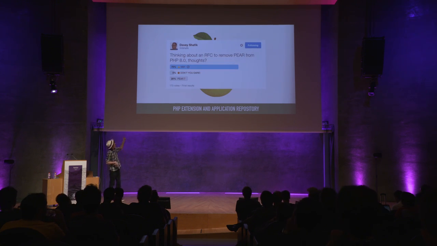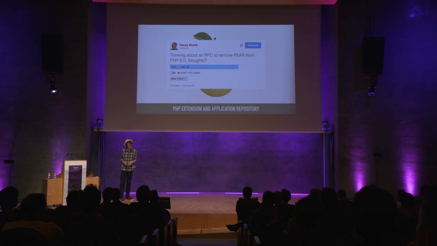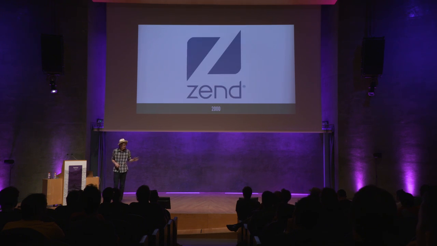As a general interesting thing, I saw this tweet, I think it was yesterday, by Davey Shafik. He's the PHP 7.1 release manager, about an RFC to remove Pear from PHP 8. And yes, we are already talking about PHP 8, apparently. And I thought that was quite interesting, just the way that the voting had gone with yay, with 173 votes. So maybe Pear is to be no longer. But an interesting piece of PHP history.